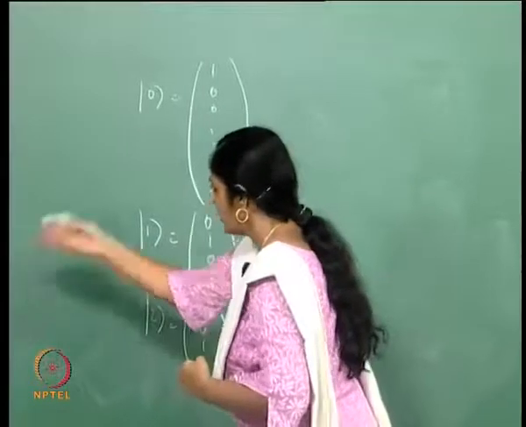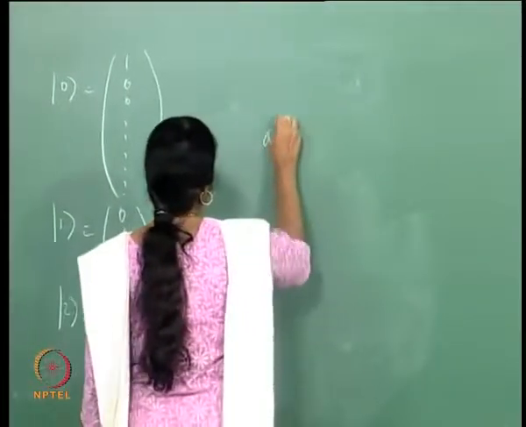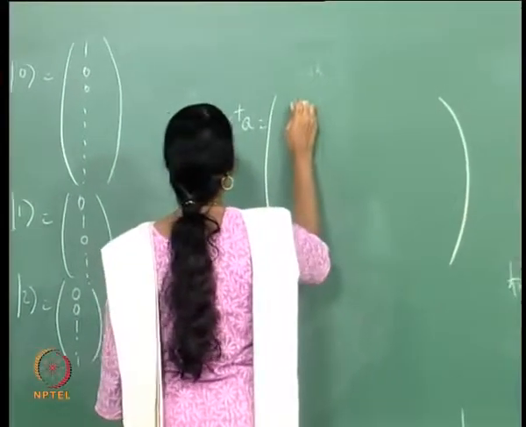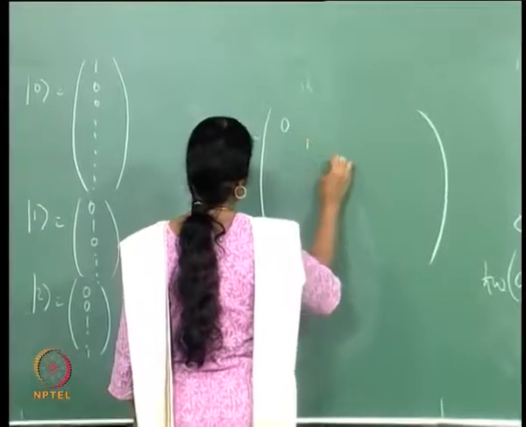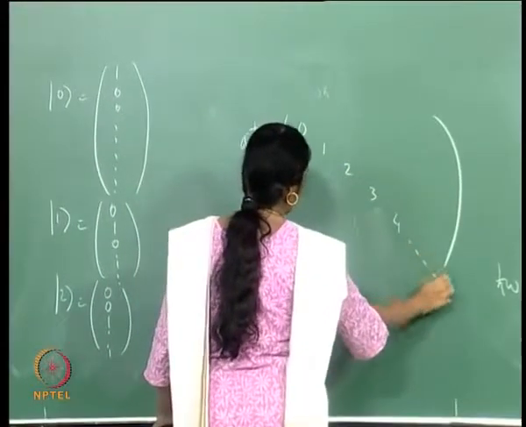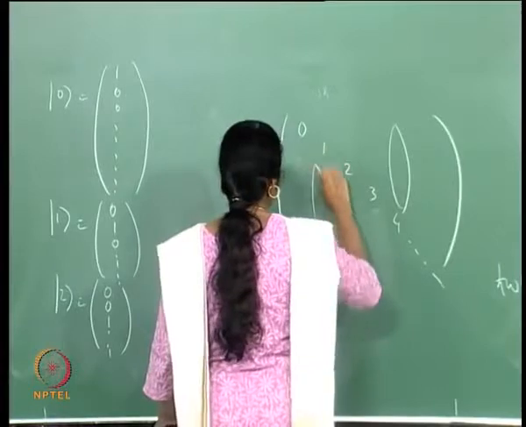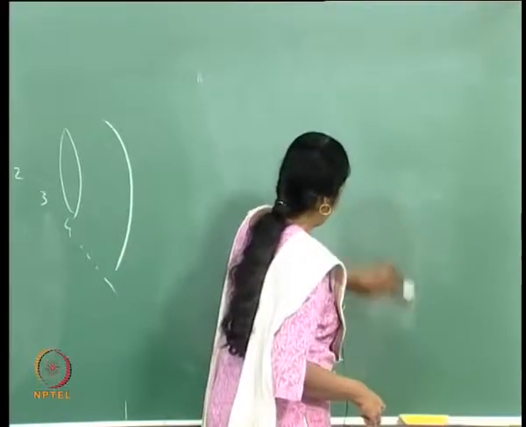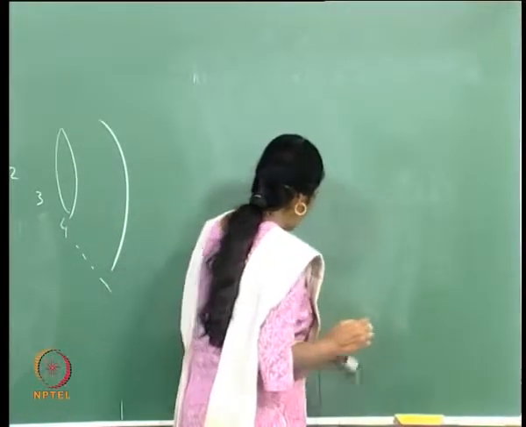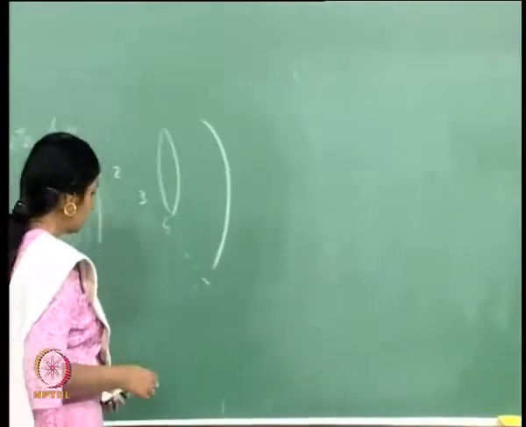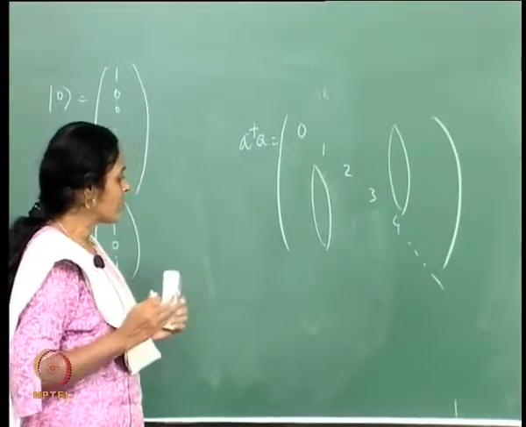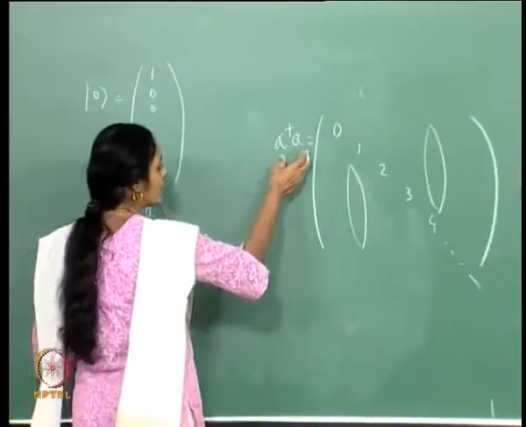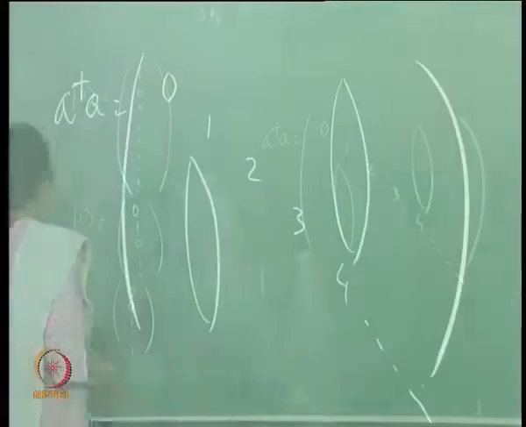Now, given this, A dagger A itself is an infinite matrix which has got diagonal elements 0, 1, 2, 3, 4 and so on, all other entries being 0. I emphasize that we are working in the basis with the basis states which are energy eigenstates of the Hamiltonian, and the Hamiltonian is just A dagger A plus half h cross omega.